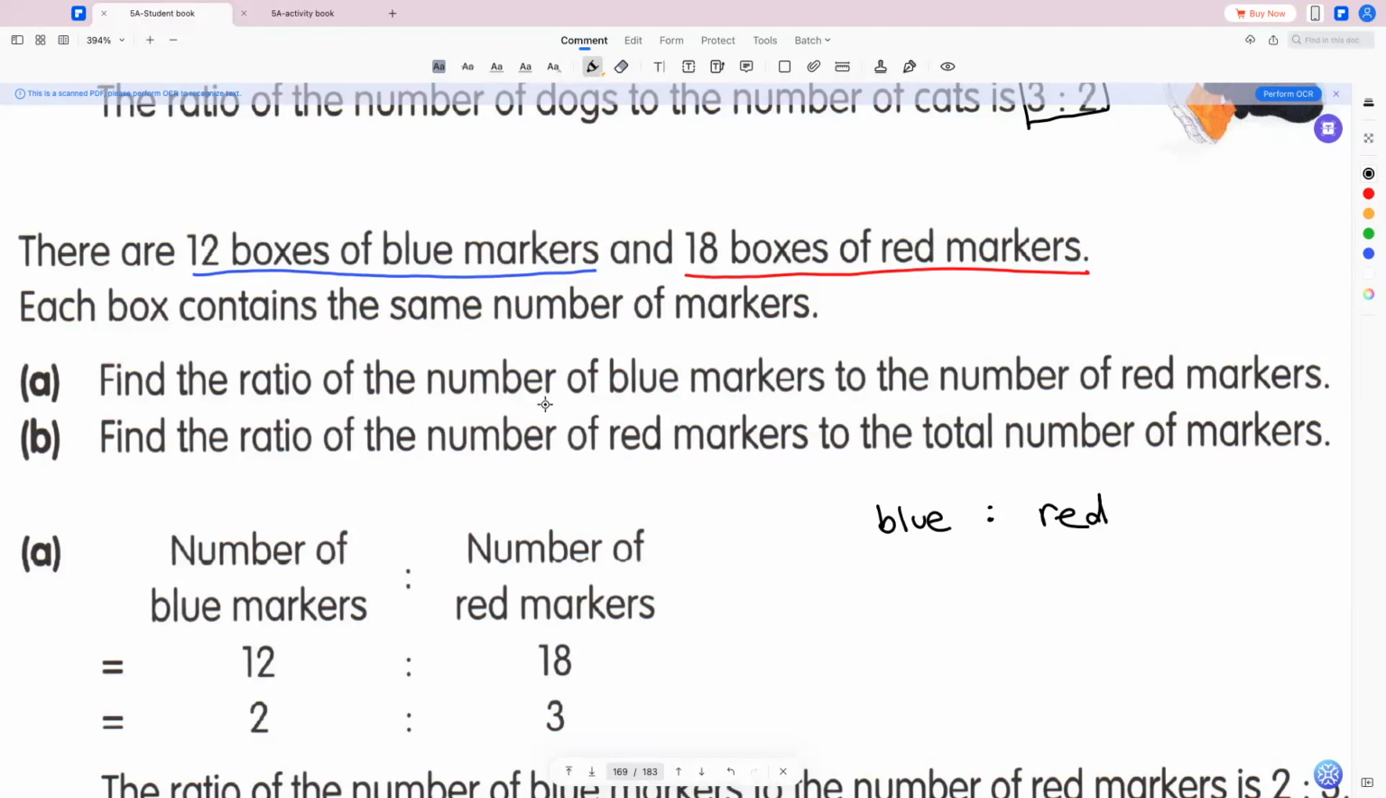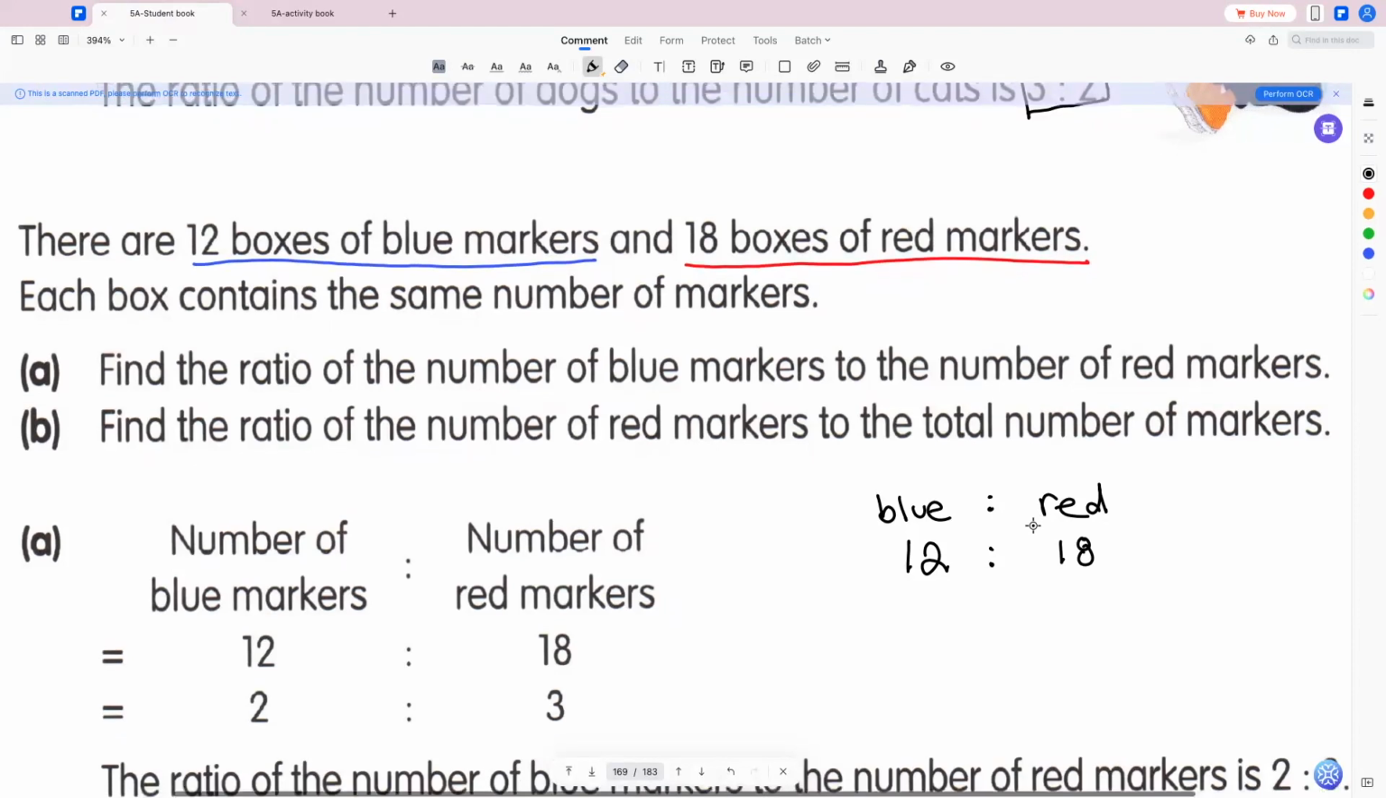Okay, so in this case, we know that there's 12 boxes of blue markers. So 12, and we know there's 18 boxes of red markers. Okay, so this is our ratio of number of blue markers to the number of red markers. So for every 12 blue markers, we get 18 red markers. Well, boxes of markers. And we can simplify this to get to 2 to 3, right? We can simplify this even further. Okay, right? We can divide by 6.